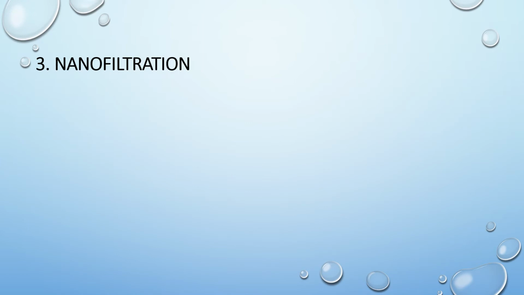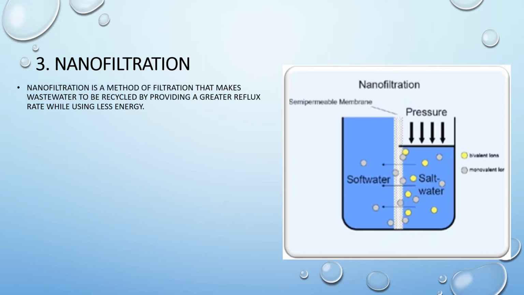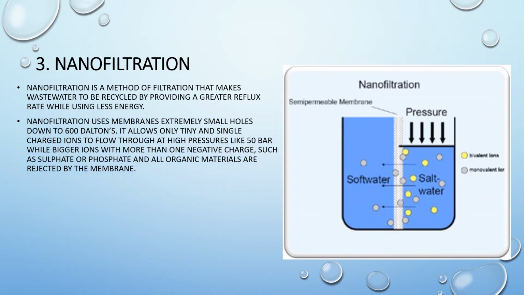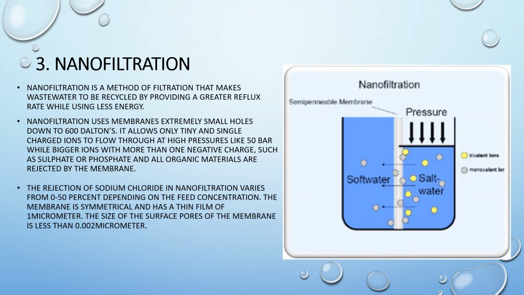The third membrane filtration is nanofiltration. Nanofiltration is a method of filtration that allows wastewater to be recycled by providing a greater reflux rate while using less energy. Nanofiltration uses a membrane with extremely small holes, down to 600 daltons. It only allows tiny, single-charge ions to flow through at a high pressure like 50 bar, while bigger ions with more than one negative charge, such as sulfate or phosphate, and all organic materials are rejected by the membrane. The rejection of sodium chloride in nanofiltration varies from 0 to 50% depending on the feed concentration.